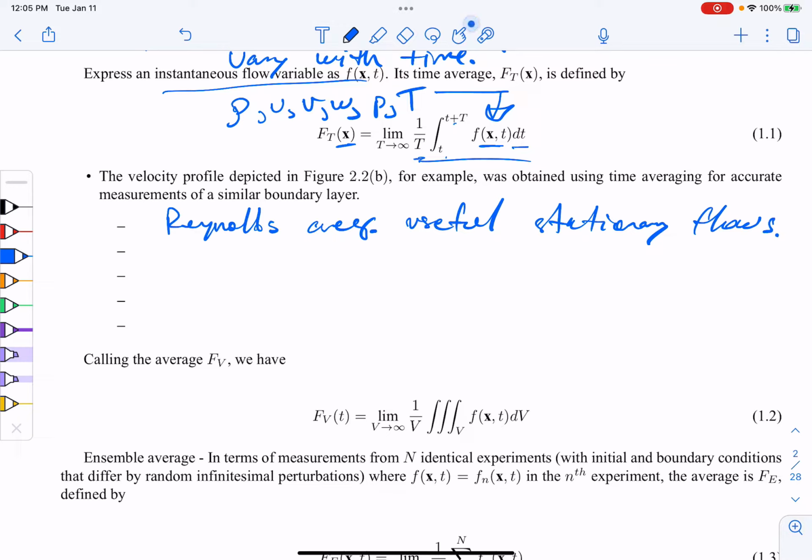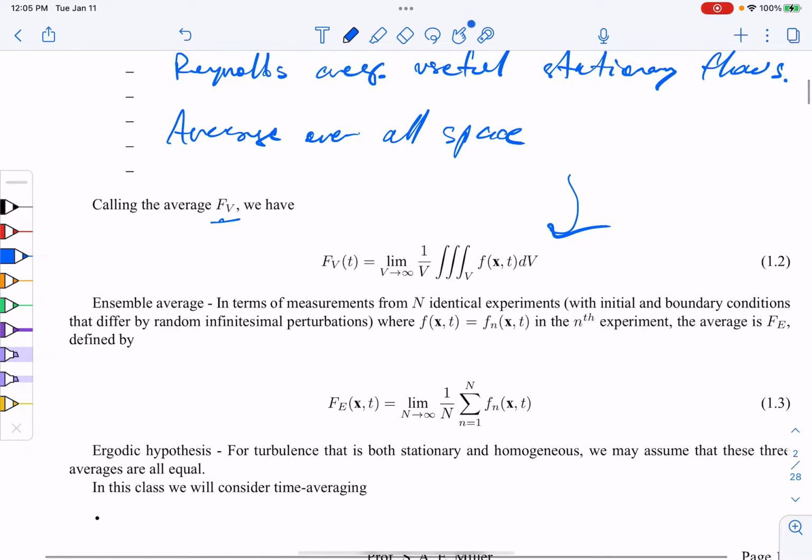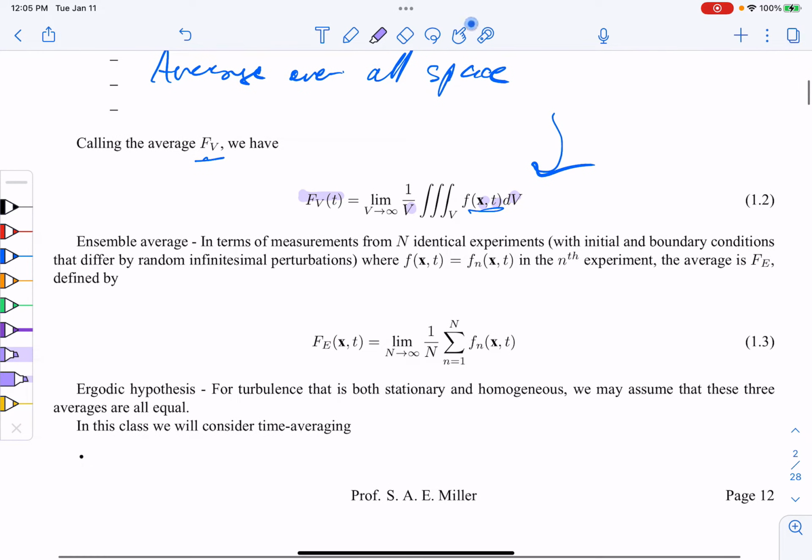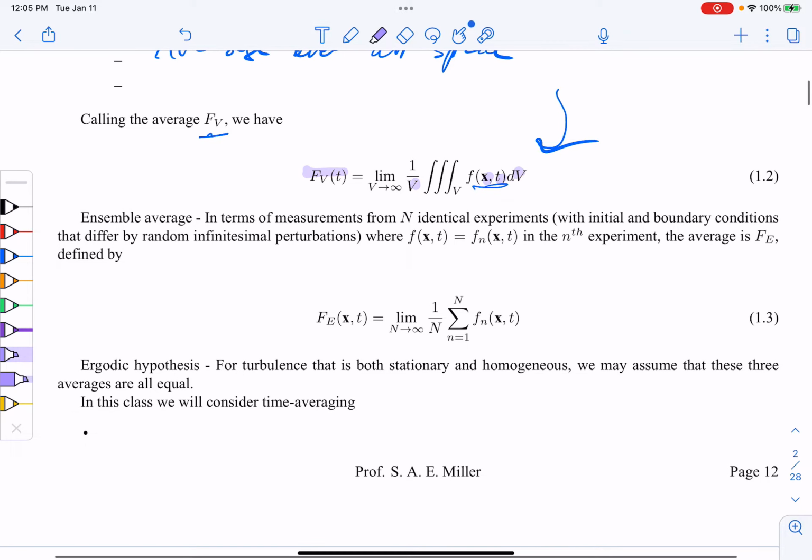You can also, as I mentioned just before, average over all space. And that's what we get in equation 1.2. And we'll just call that f sub v as an example. And here we have the same functions, right? So we get x and t. And if we average over 3 dimensions in a volume, dV, and let V become large, we would just, in the same type of definition from 1.1, get a volumetric average. So that's time and volumetric averages.